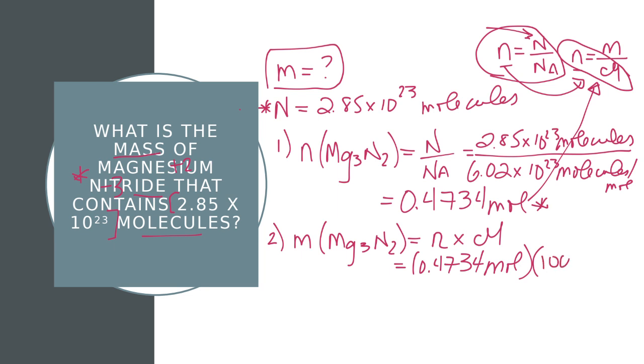So hopefully you calculated a molar mass of 100.95 grams per mole for magnesium nitride. We are now going to round to the number of significant figures, which in the data they gave us was 3. And so we get an answer of 47.8 grams of magnesium nitride.